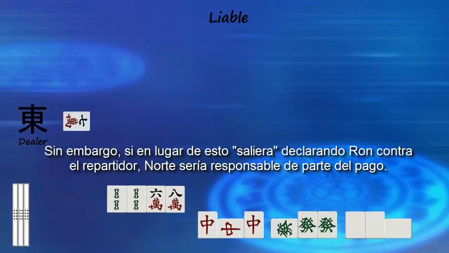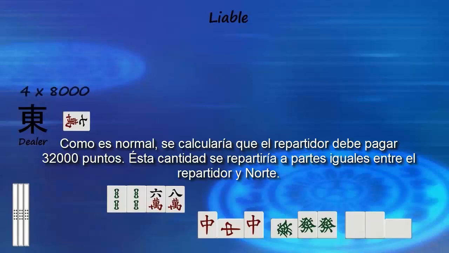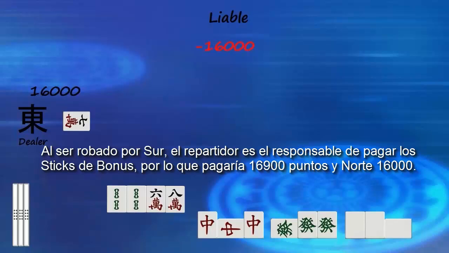However, if South goes out by calling Ron against the dealer instead, North is still responsible for a portion of the payment. The dealer's payment is calculated to be 32,000 points as normal, and this is split evenly between the dealer and the North player. Having been the one to discard into the final winning hand, the dealer still pays the total amount of the bonus sticks. North pays 16,000 points and the dealer pays 16,900 points.